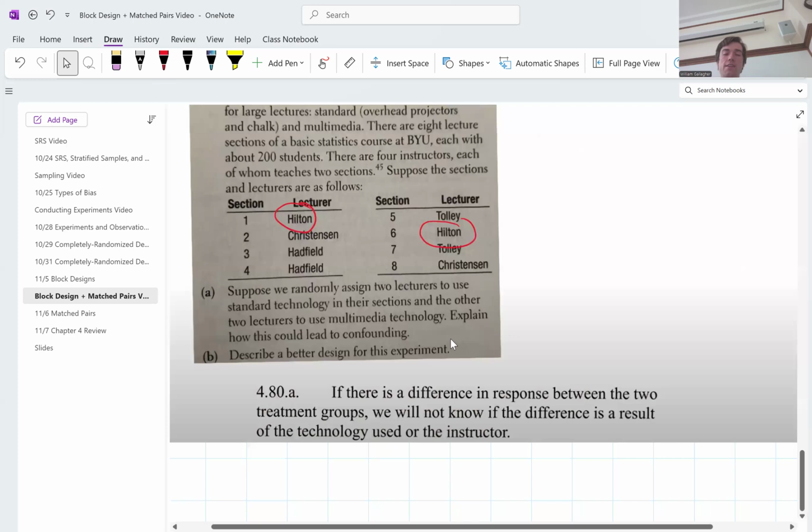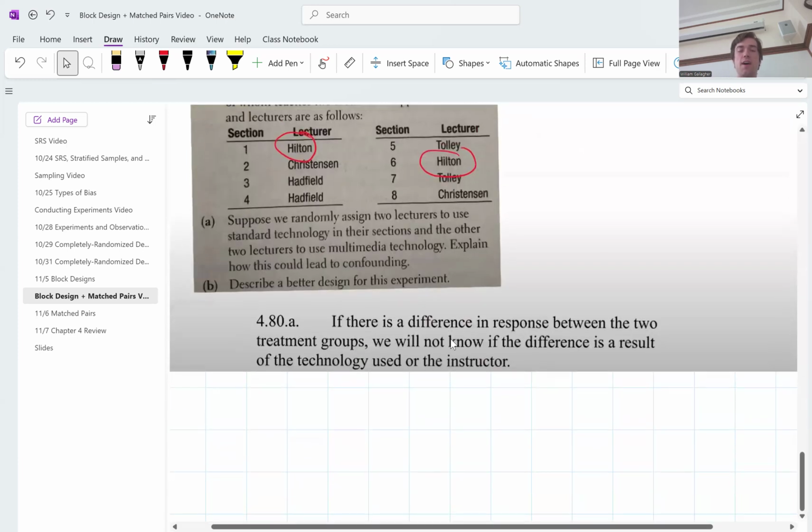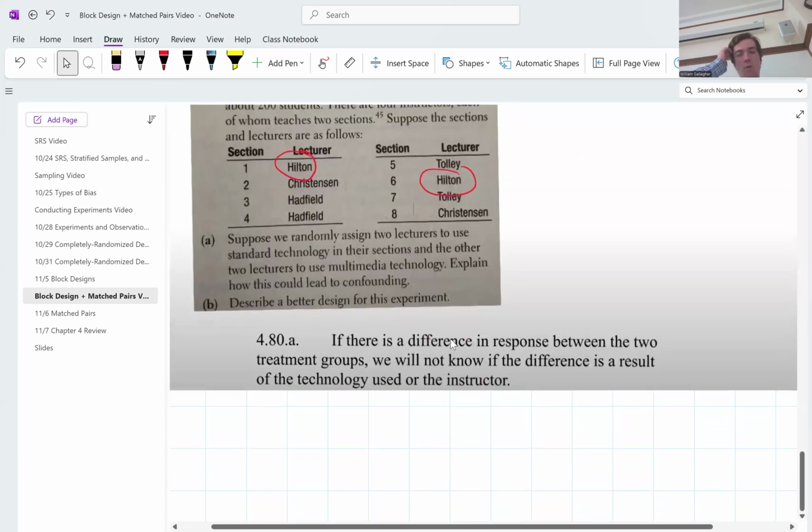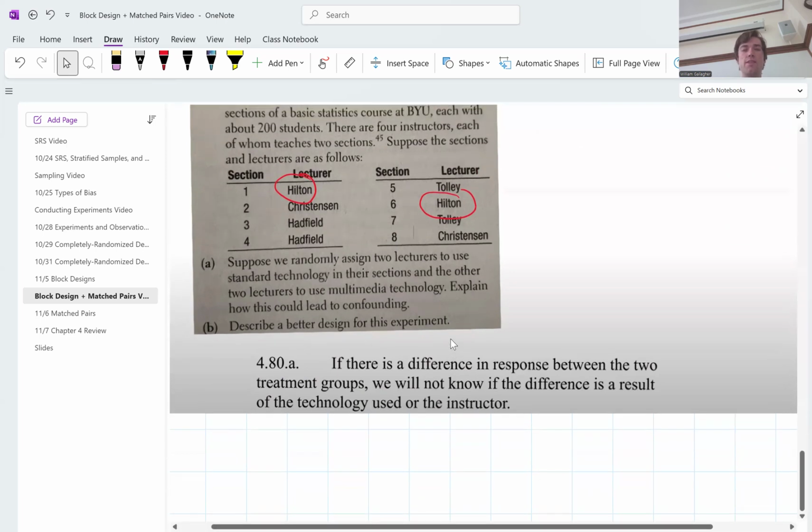So the problem here, right, is that if there is a difference in response between the 2 treatment groups, we will not know if the difference is a result of the technology used or the instructor. If there's a difference, right, we essentially won't know what the cause is. And so the point here is, again, this is something that we'd really like to control in order to reduce variability. And so a better design for this experiment would be a matched pairs design.